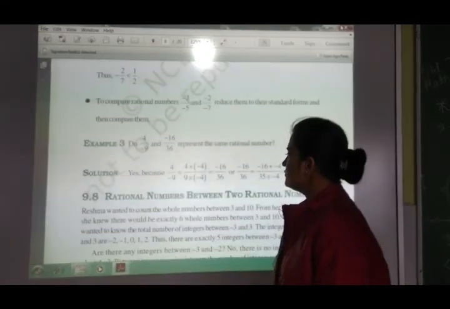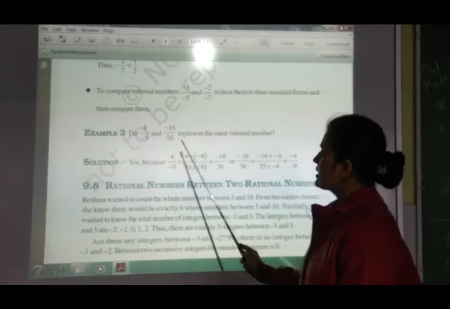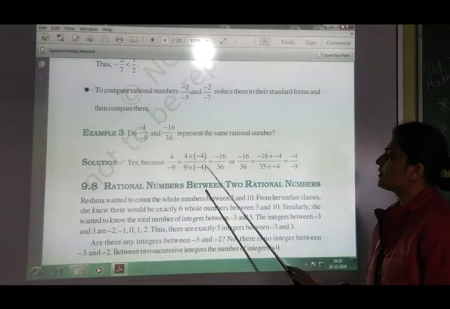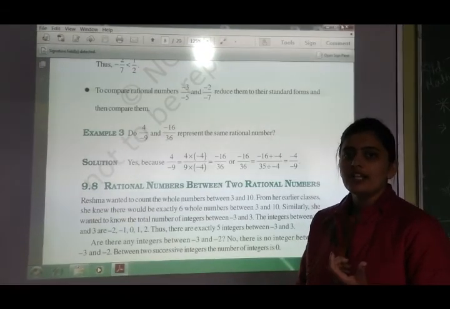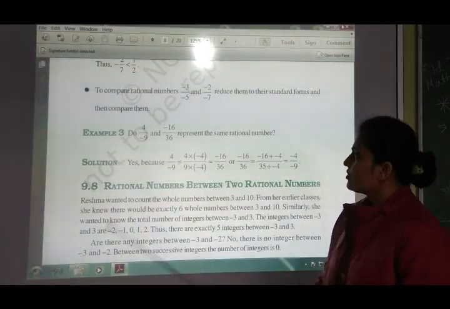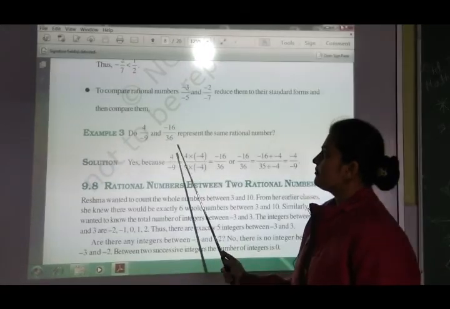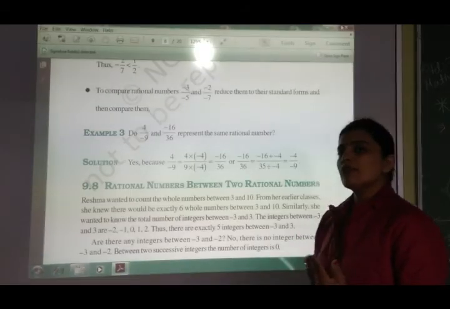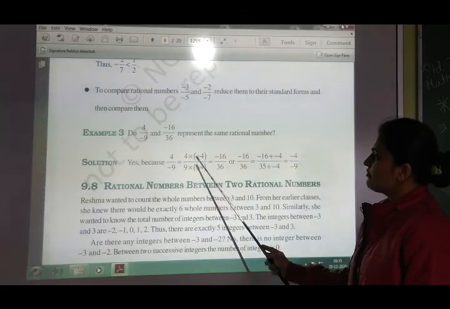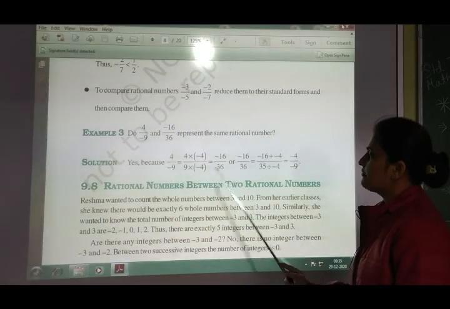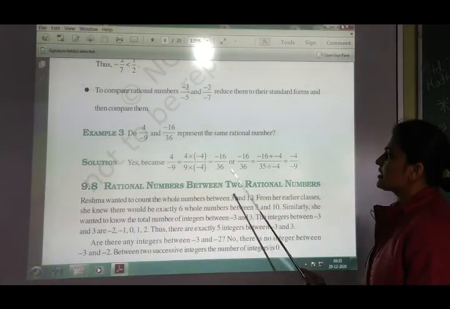Example 3. Do 4 by -9 and -16 by 36 represent the same rational number? We have to find out whether both of them are the same. That means they are equivalent rational numbers or not. So yes, because 4 by -9 can be written as -16 by 36. How? We can multiply both numerator and denominator by -4. So multiply by -4, multiply by -4, you will get -16 by 36. So 4 by -9 can be written as -16 by 36.